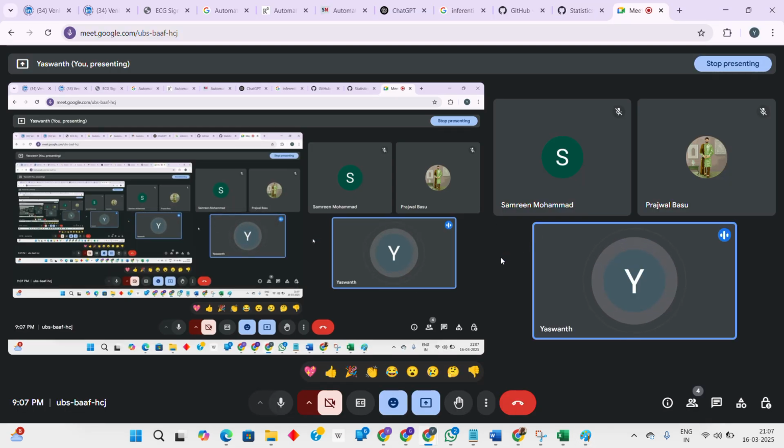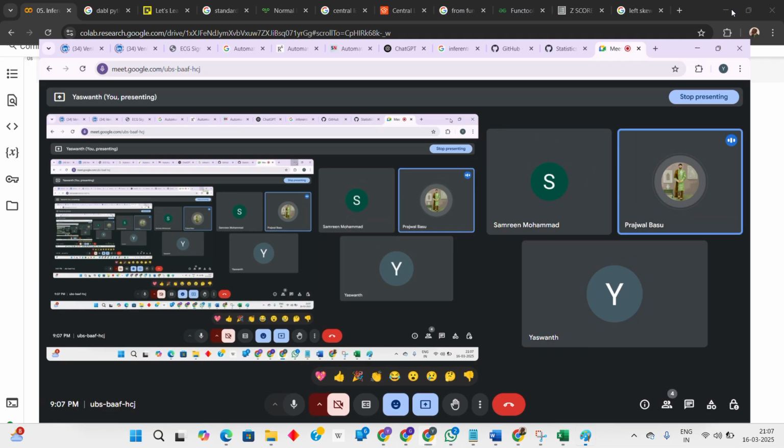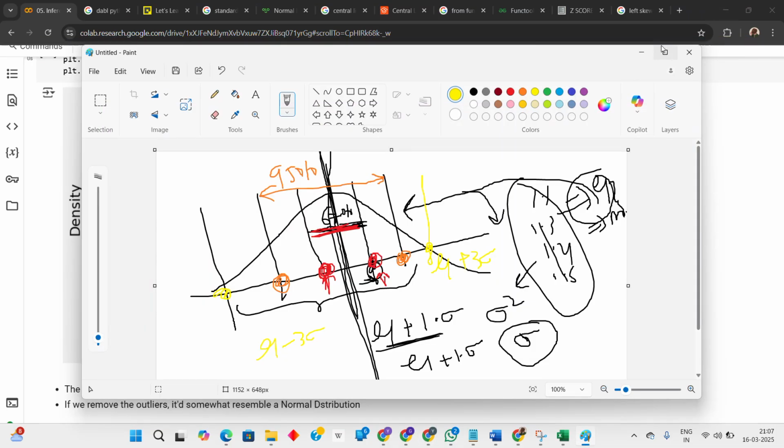Is this point clear? Can I get a quick confirmation? Because this is very important. Is this clear, Yashwant? What about you, Praswal? Is this clear? Yes. Good, good. So don't confuse that.